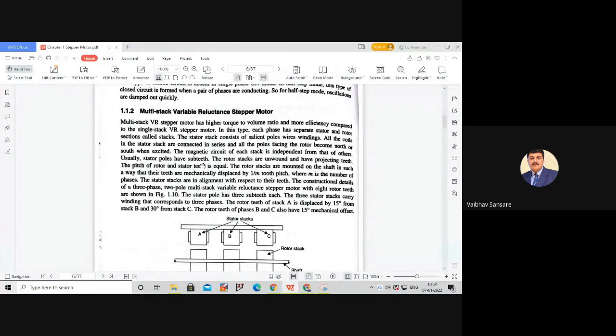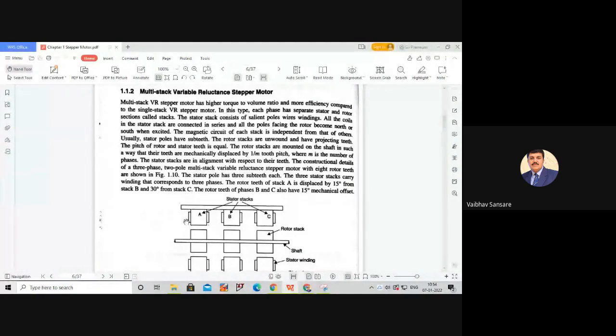Now the stator stack generally consists of a salient pole winding. That means the winding is a salient pole winding. All the coils in the stator stacks are connected in series, and all poles facing the rotor become either a north pole or a south pole when that coil is excited. So when we excite a particular stator stack coil of a particular phase, on its corresponding rotor stack, either a north pole or a south pole will be created.